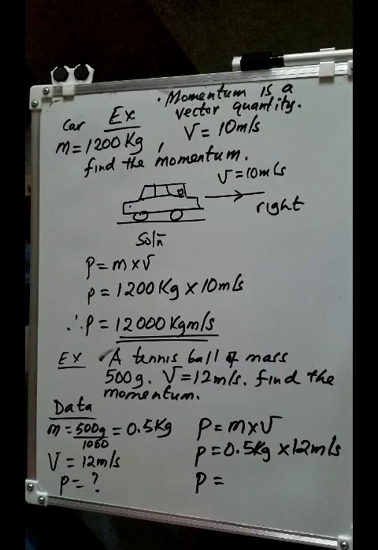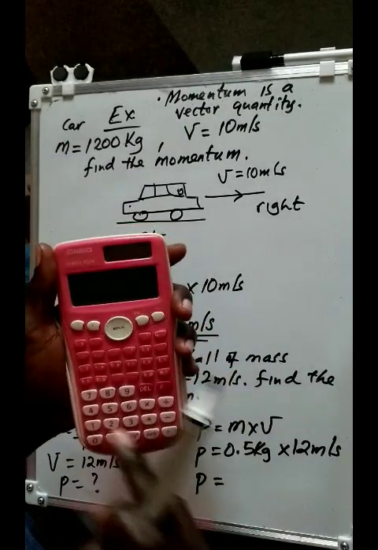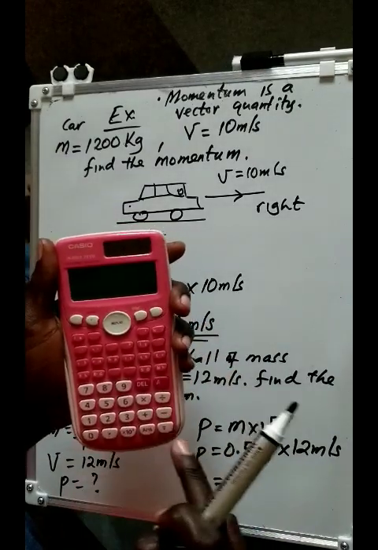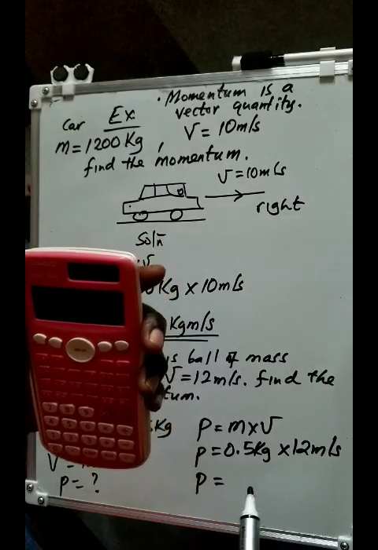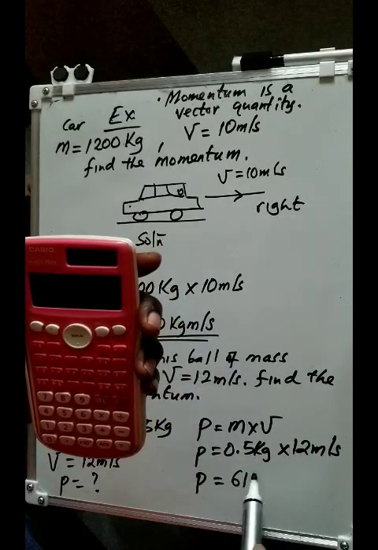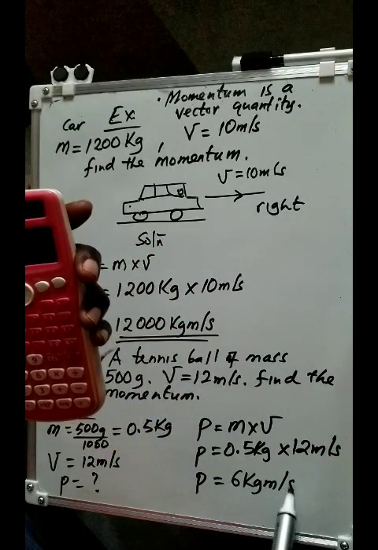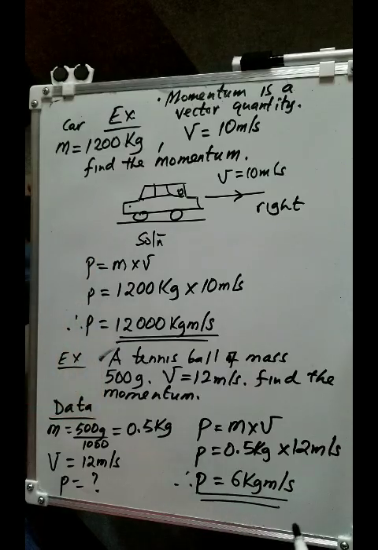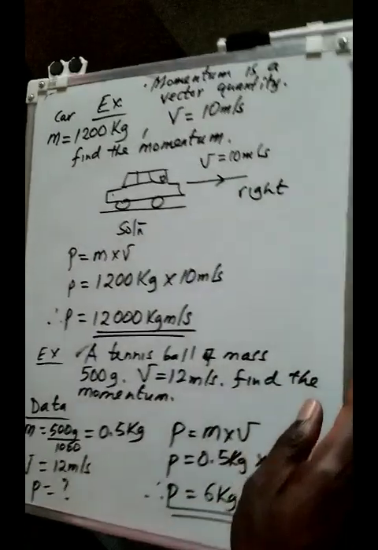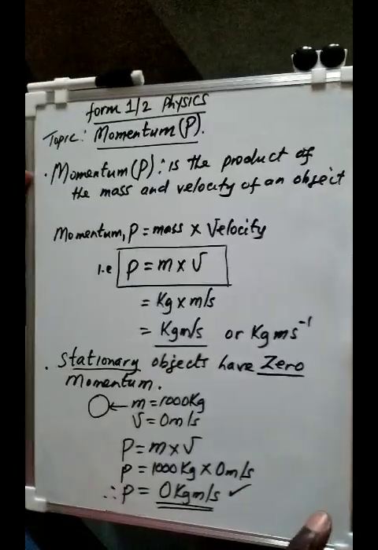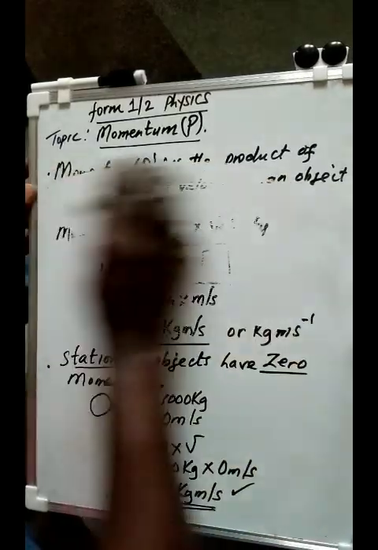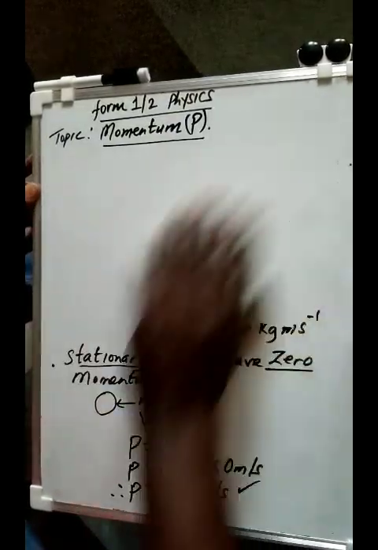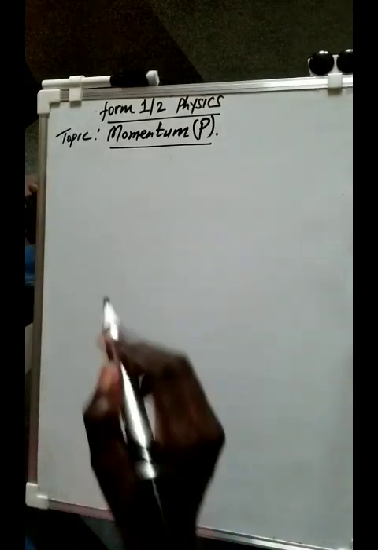If you were to get your calculator and multiply that, it will be 0.5 multiplied by 12. So this is going to give us, in this case, 6 kg meters per second. That would be the momentum of the tennis ball. So it is very important that you get to know such an aspect. I'll take you back so that I can look at a few concepts so that you can appreciate more what we are calling momentum. It's not a complicated thing.